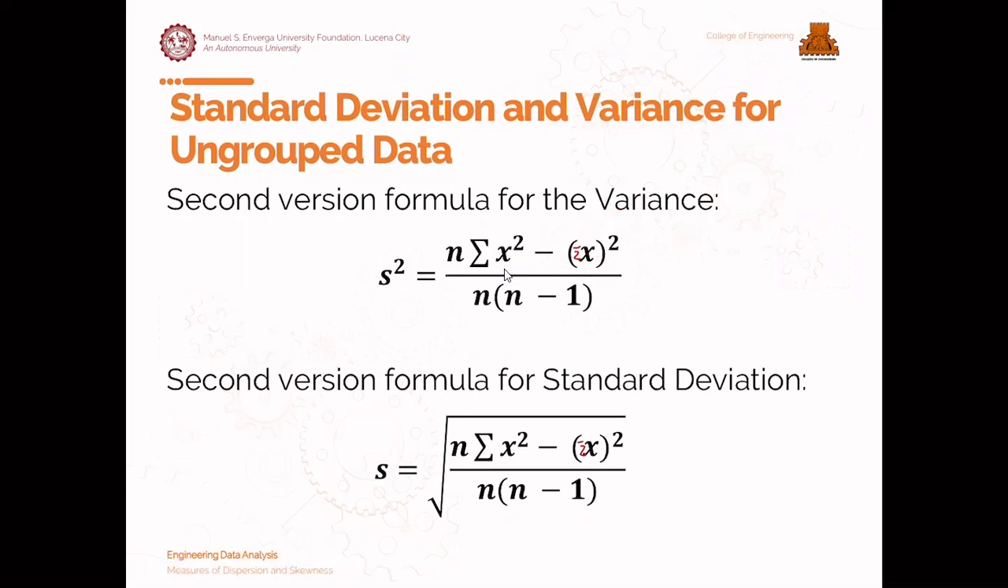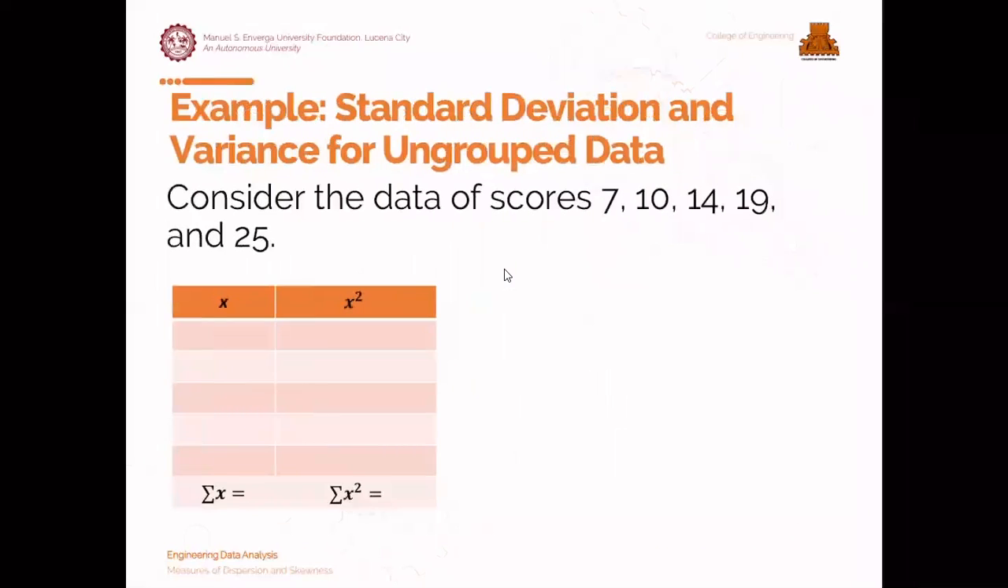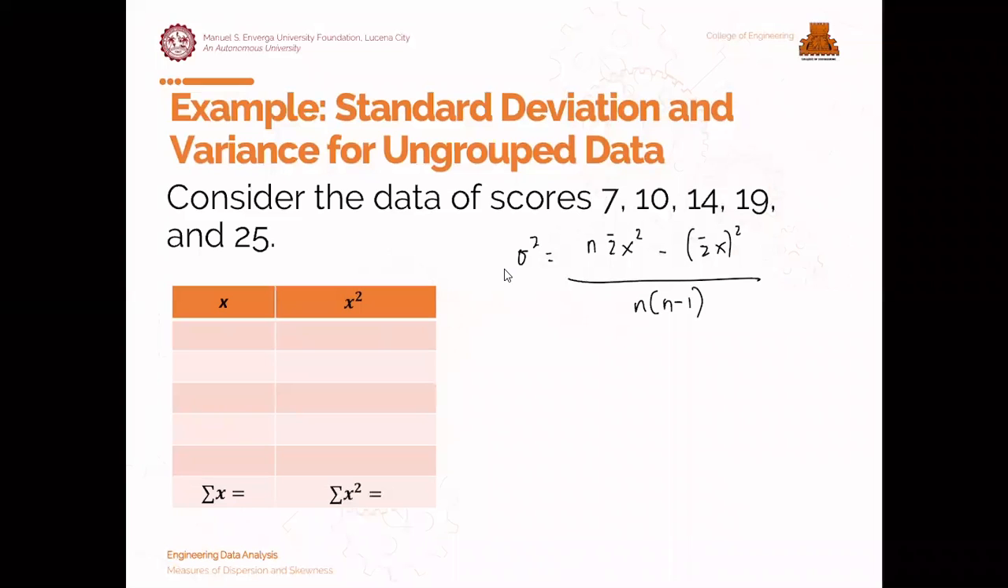So later may meron tayong example regarding this one. Okay? So let's look at the example. So meron tayong 7, 10, 14, 19, and 25 as x and x squared. So kailangan natin doon sa formula is n summation of x squared minus summation of x squared all over n times n minus 1. Okay? Kaya dalawang column lang yung gagamitin natin. And each row is for each set of data. So 7, 10, 14, 19, and 25.